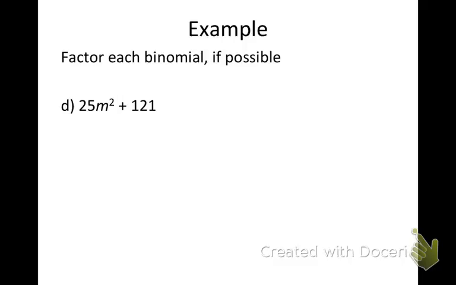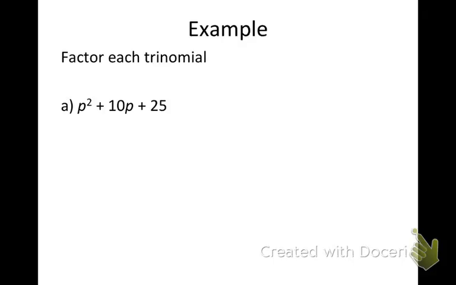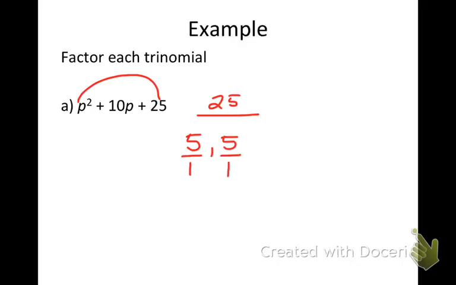Good, good, good. All right, so let's get to some more challenging ones. This one would be pretty easy. How do we factor p squared plus 10p plus 25? So you do 1 times 25, which is 25. Factors of 25 that add up to 10. 5 and 5. My leading coefficient is 1. So what are my two factors?